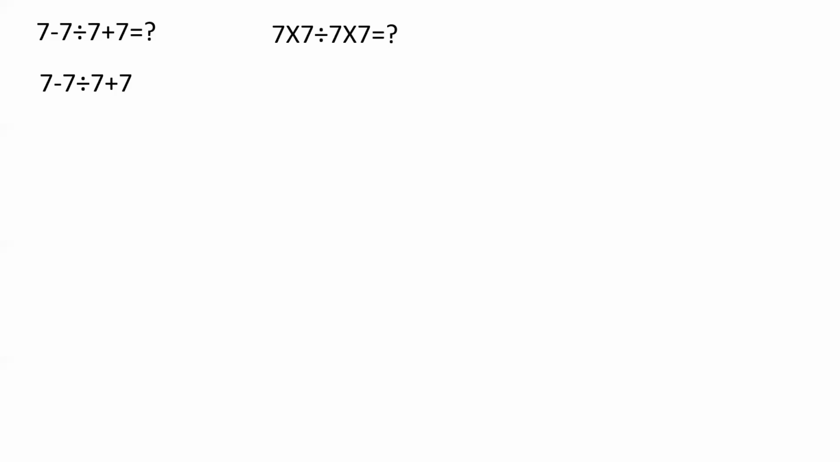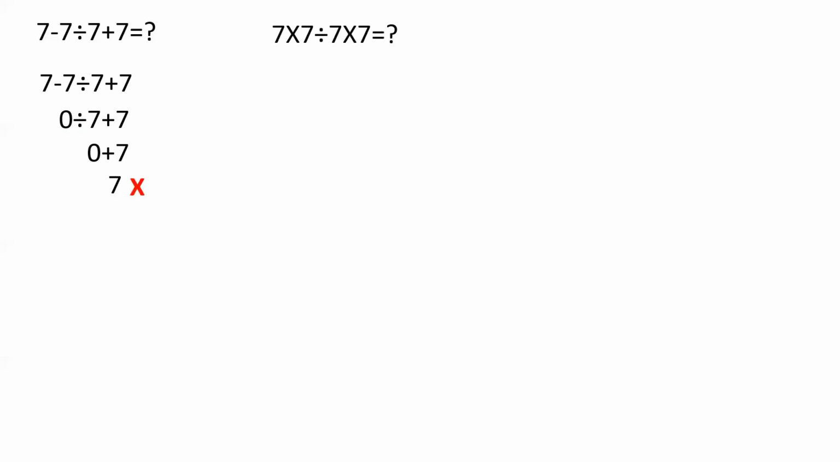And if we do that in this case, we have 7 minus 7, that's 0. 0 divided by 7, that's 0. And then you add 7, and end up with an answer of 7, which is what over half of the people would probably answer to this question. And that's unfortunately the wrong answer in this case.